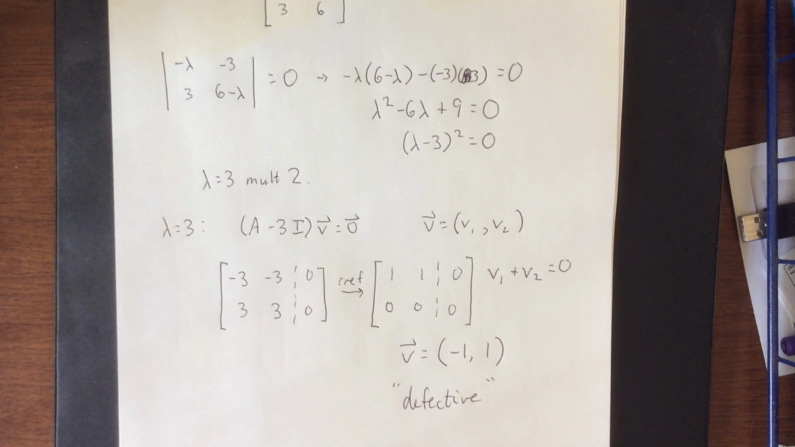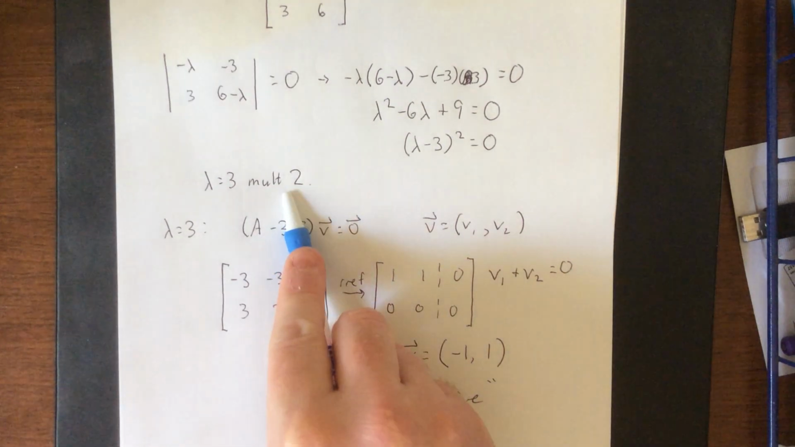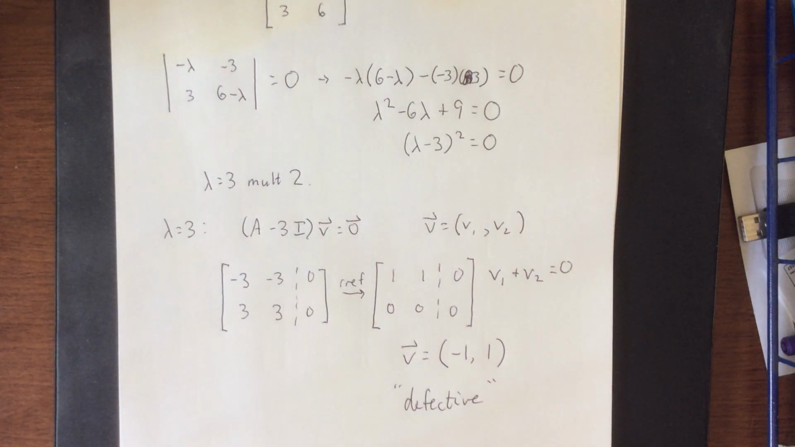So the long story short on this one is go through the typical eigenvalue eigenvector process, and if you wind up getting fewer linearly independent eigenvectors than the supposed dimension of the eigenspace, that's how you'll know that this matrix is defective.